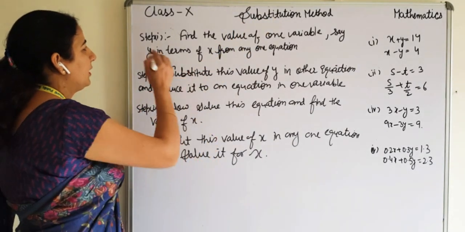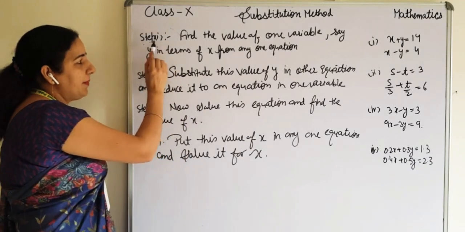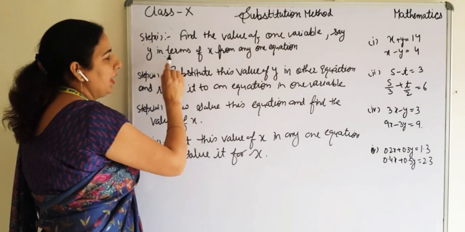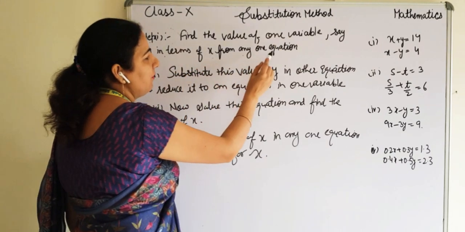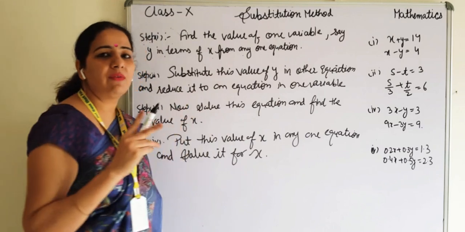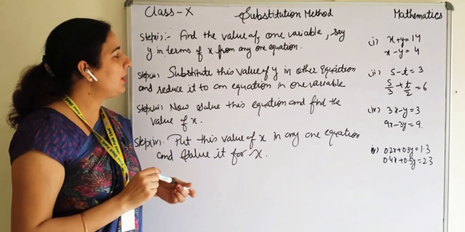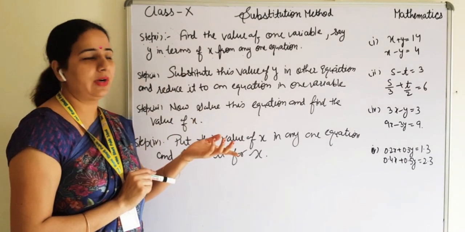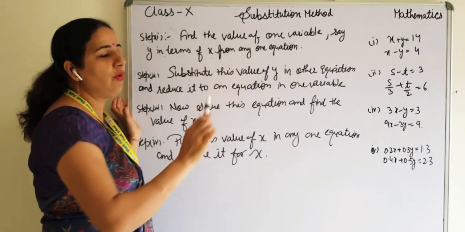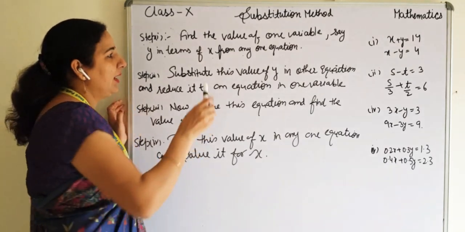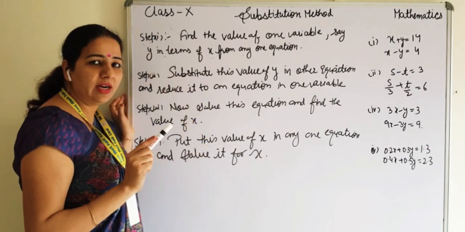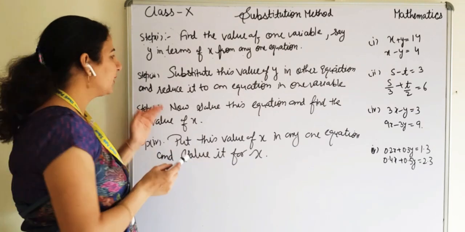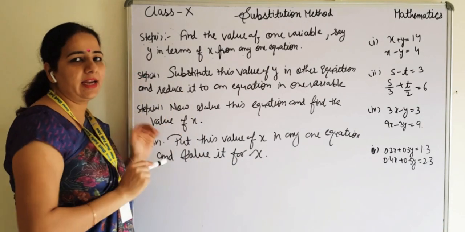In the substitution method, step 1: find the value of one variable, say y, in terms of x from any one equation. As two equations will be given, we will solve any one equation in which we feel comfortable and calculate the value of any one variable. Let it be y. If I have calculated the value of y, it will be in terms of x. Then put that value in the second equation.